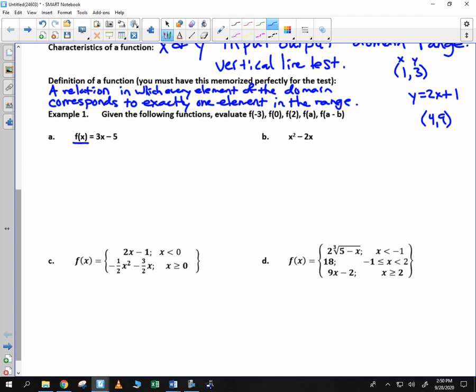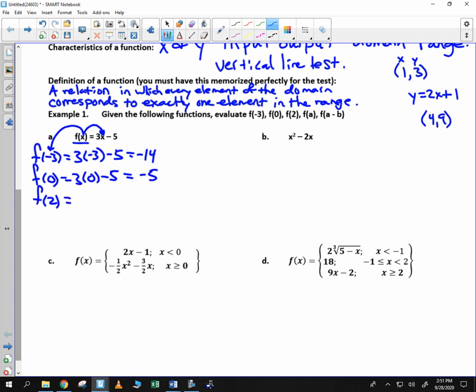The function is named f. It says define f of -3. That simply means that wherever there was an x, I put a -3. So 3 times -3, you can see how the x value goes right there, minus 5. And so we get -9 minus 5, or -14. f of 0 is going to be 3 times 0 minus 5, or -5. f of 2 is going to be 3 times 2 minus 5. So that would be 6 minus 5, which is 1.